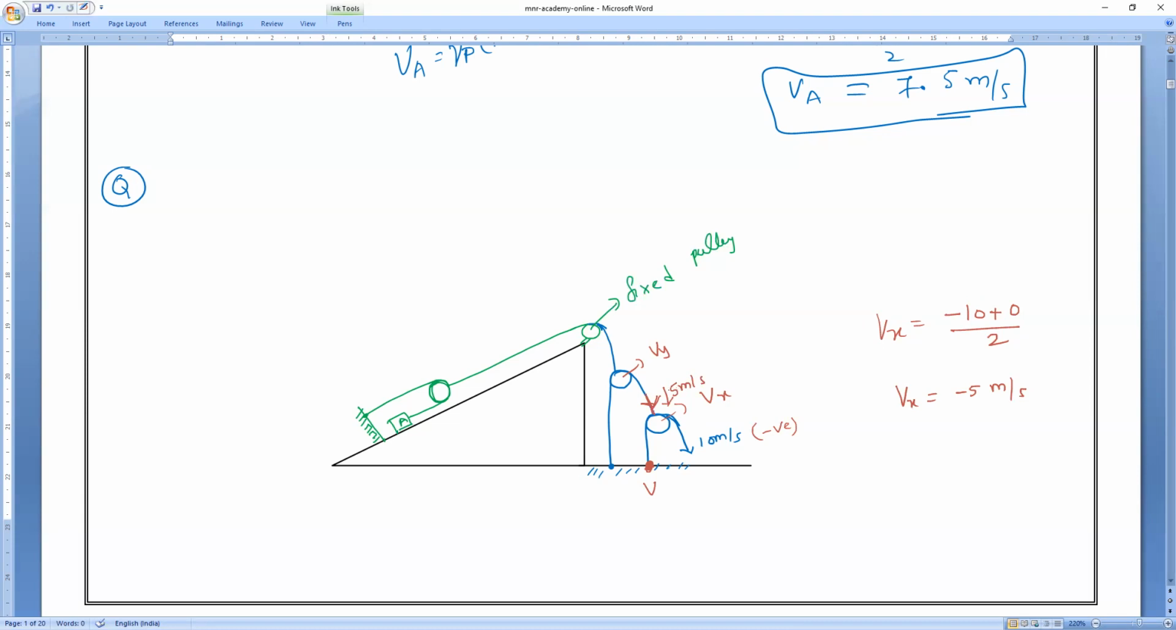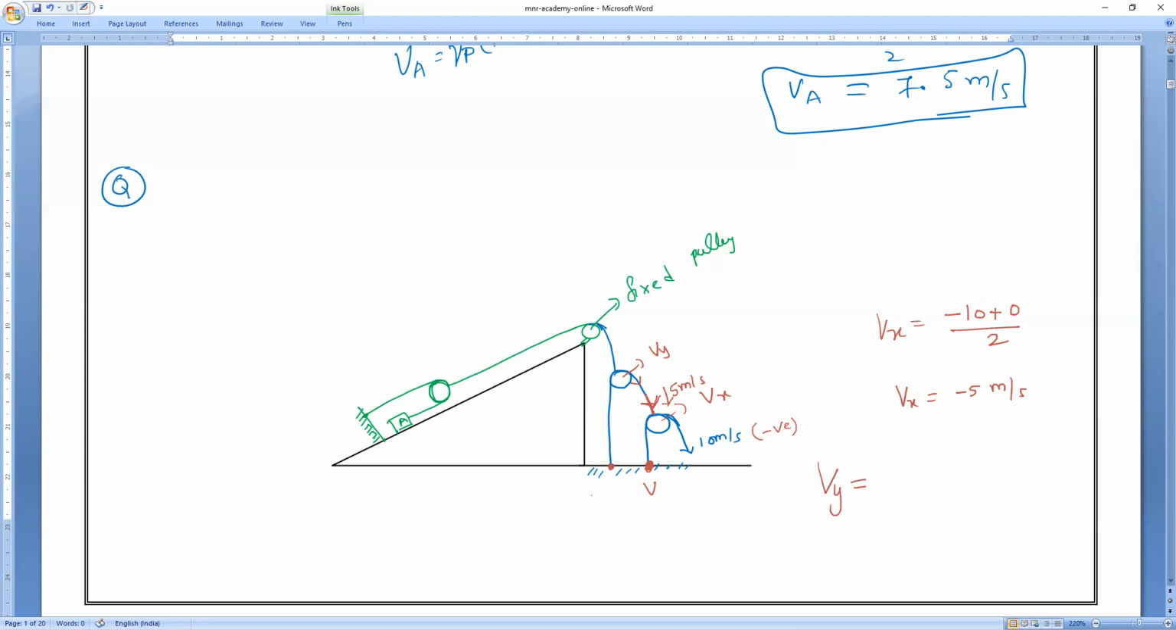Understand? Now, as we know, this is a fixed pulley. Next, we want to find Vy. Vy is also attached here and moving with what velocity? Downward, 5 meters per second. Am I right or wrong? Please respond. Yes, sir.